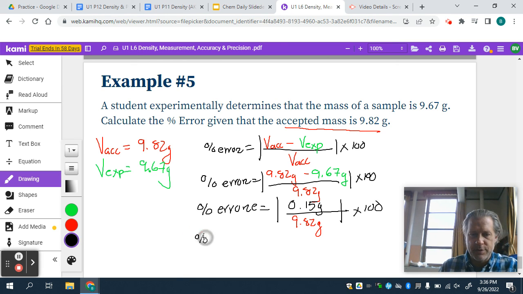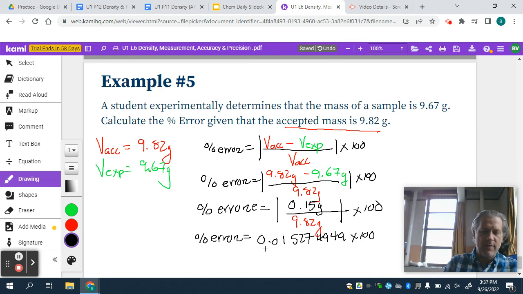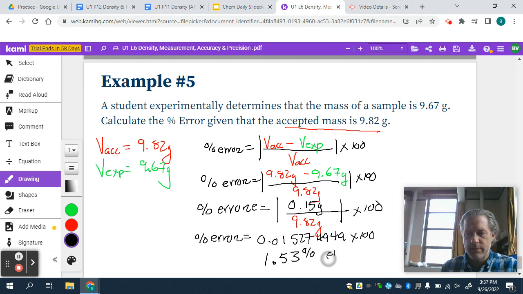gives me a percent error of 0.015274949, times 100, and that ends up being 1.5%. But we're going to round it to 2 decimal places, so it's going to be 1.53% error.